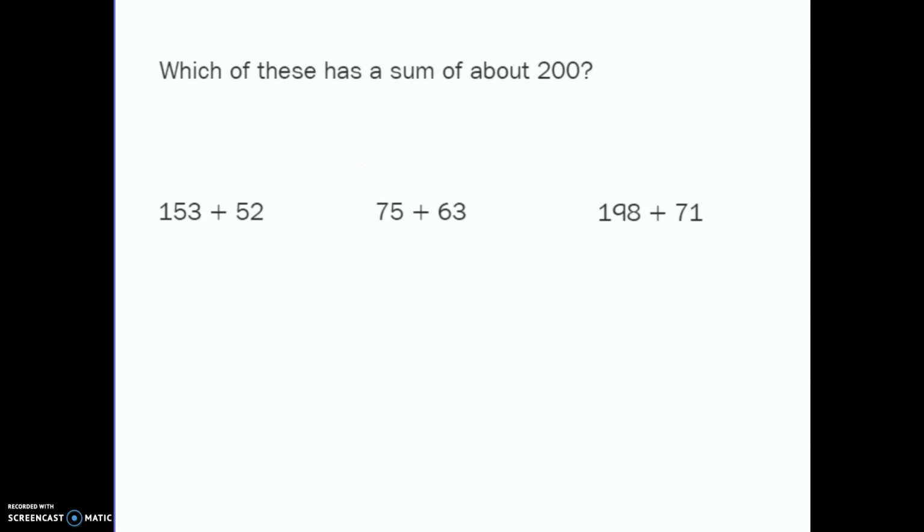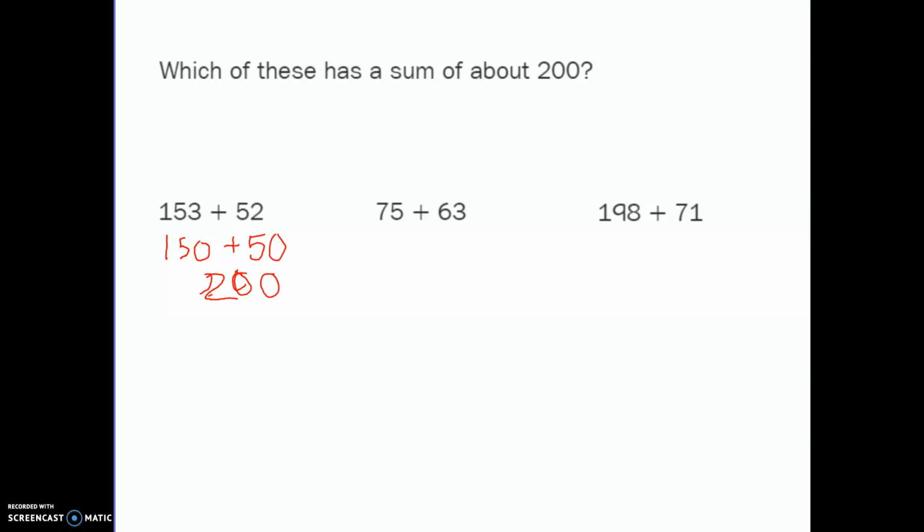But first, let's do a little mental math, and I want you to think which of these has a sum of about 200. Well, when I look at these numbers, I can do some rounding. All right, so rounding 153, I could round that to 150 and round 52 to 50, and that's going to be 200. So that is about 200. Let's try these other two.